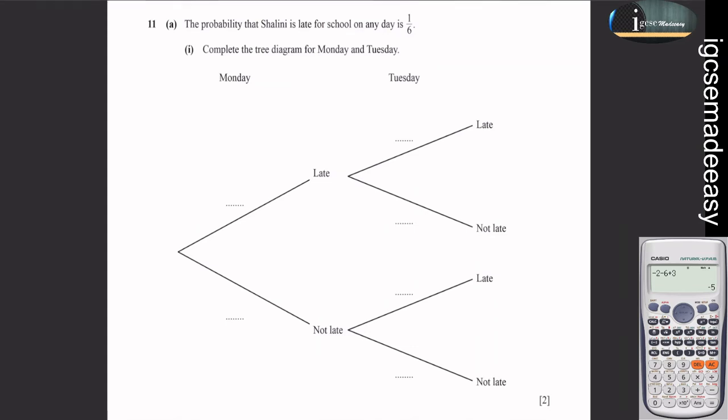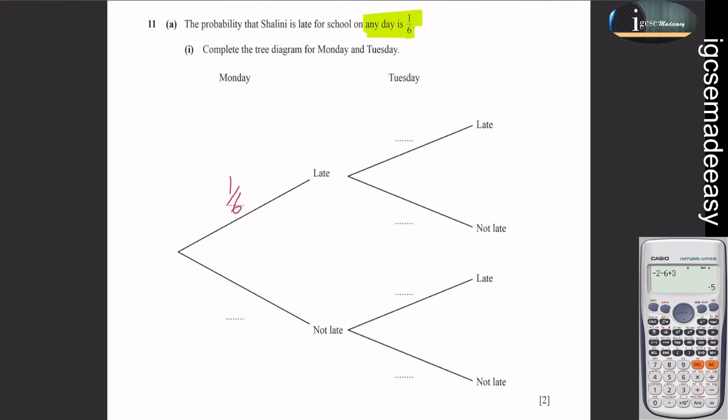Question number 11. The probability that Shalini is late for school on any day is 1 by 6. Complete the tree diagram for Monday and Tuesday. It is given that for any day, any day means Monday, Tuesday, Wednesday, Thursday, Friday, Saturday. Any day is 1 by 6. So even on Monday also, if she is late, it will be 1 by 6.